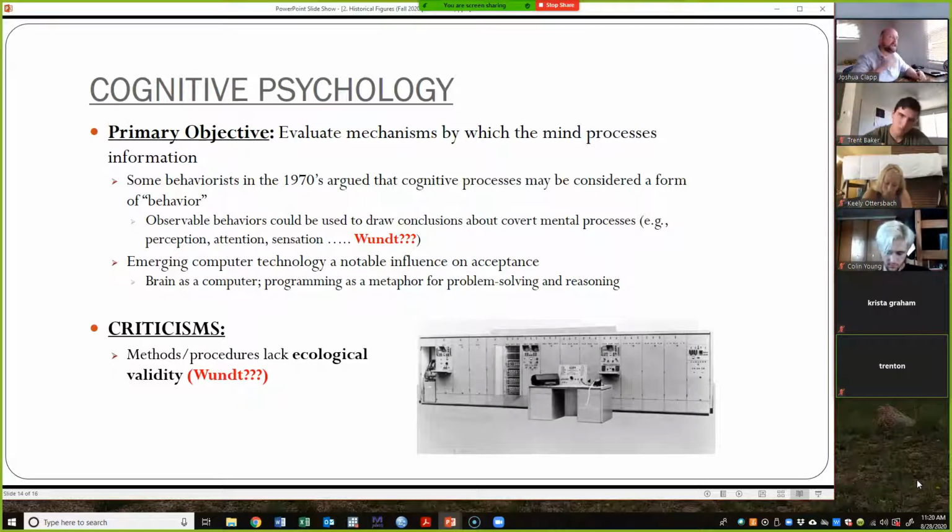Pros and cons of this, but maybe one of the criticisms of this approach, but then again, also one of the things that Wundt and the original structuralists were criticized for as well. And again, this gets back into this applied versus basic research type of thing. Okay. Questions about the cognitive movement and how this was a reaction to some of the behaviorist stuff that was going on?